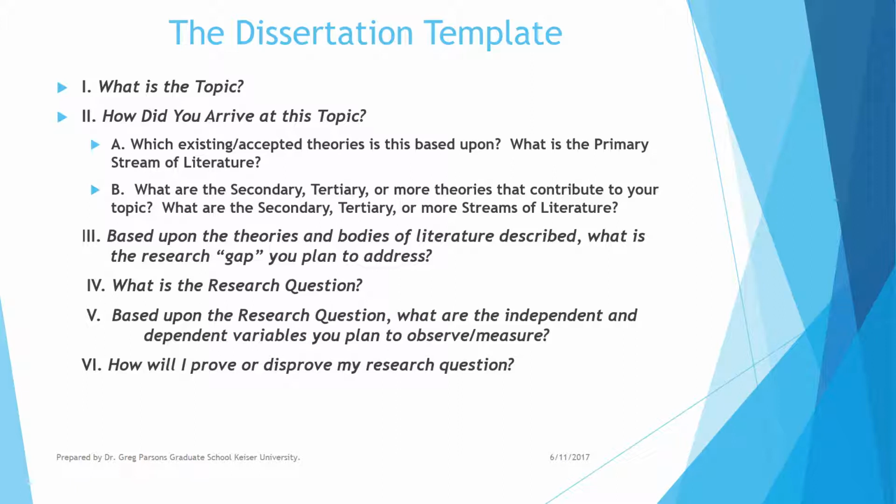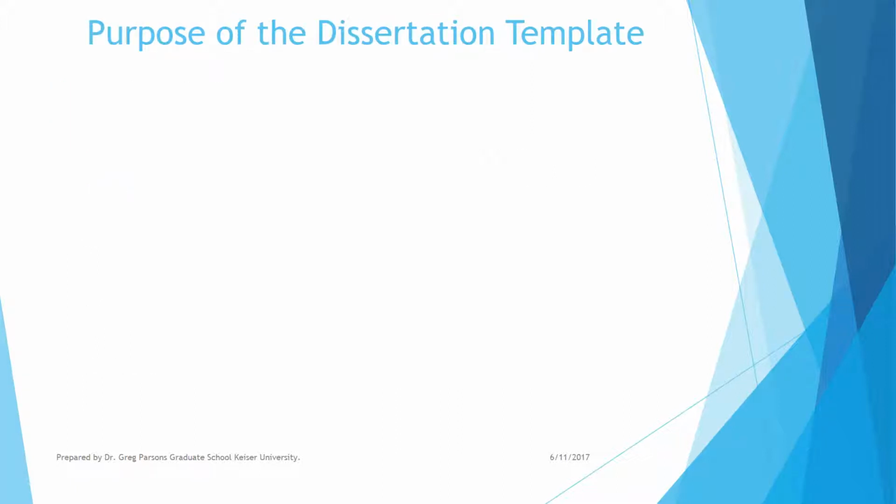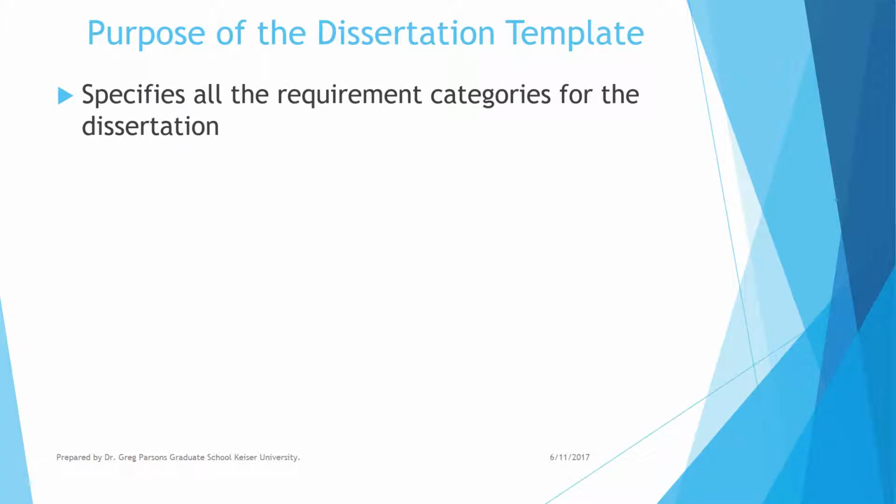Okay, so the template is the key. The purpose of the template, as I've indicated, is to identify all the requirements, all the areas, the categories that are going to be necessary in the dissertation. If you can't identify them at this stage, how do you know you're going to be able to find them when you need them?